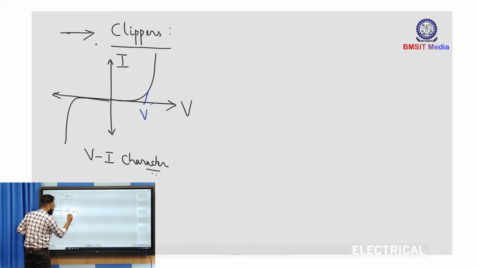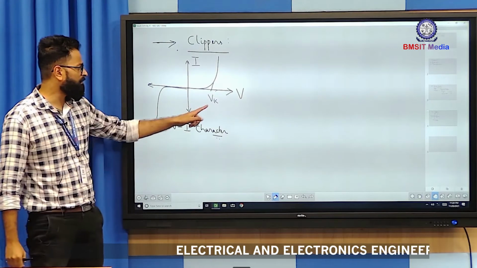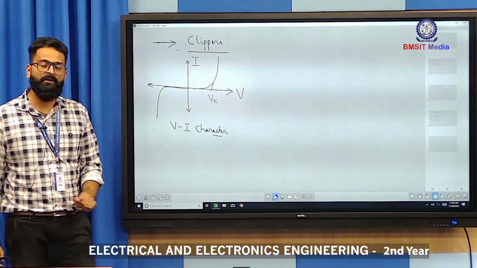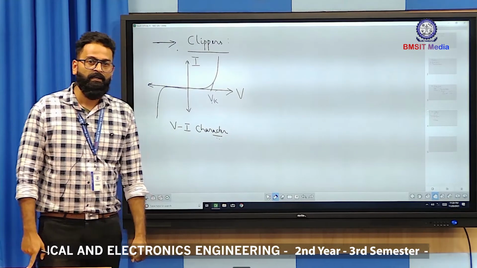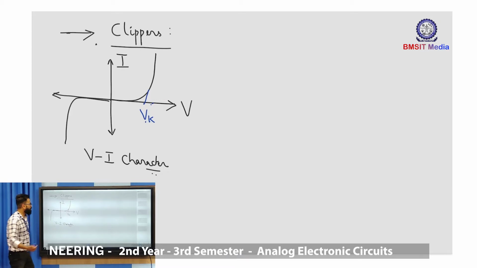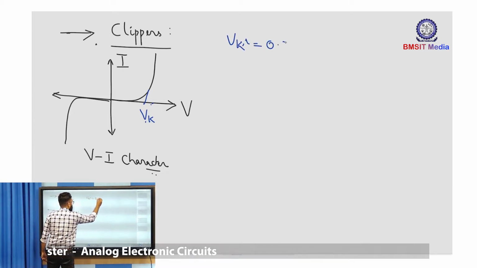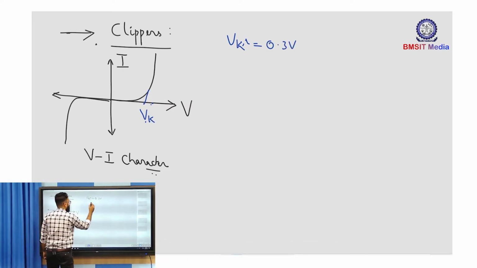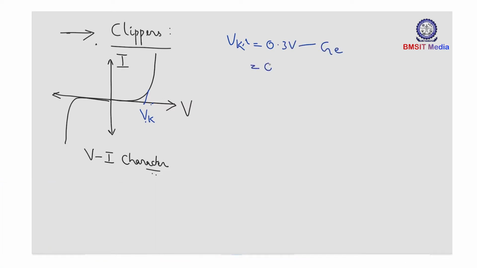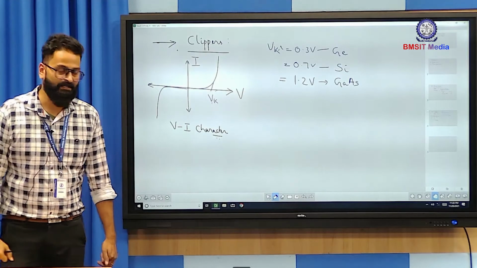once the external voltage overcomes Vk, where Vk is called the barrier potential, or it can also be called the threshold voltage of the semiconductor diode. The Vk value is 0.3 volt for a germanium diode, 0.7 volt for a silicon diode, and 1.2 volts for a diode made up of gallium arsenide as the semiconductor material.